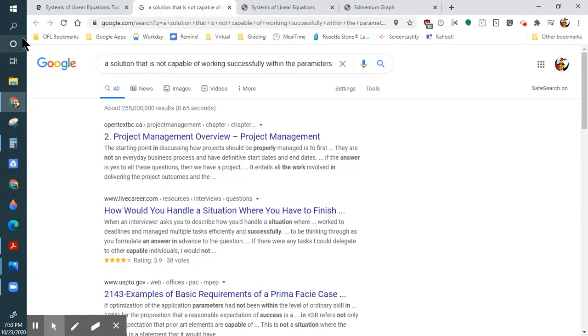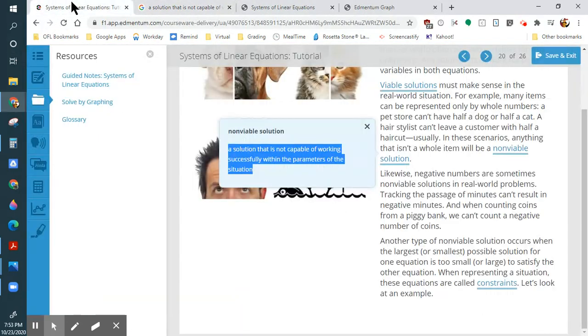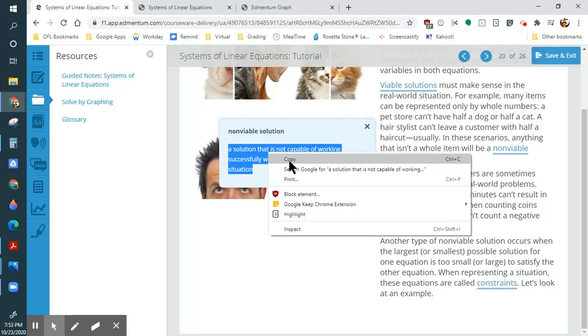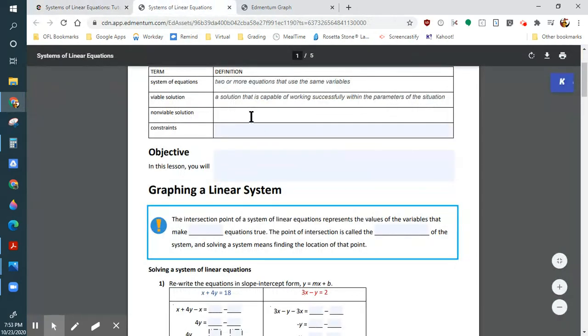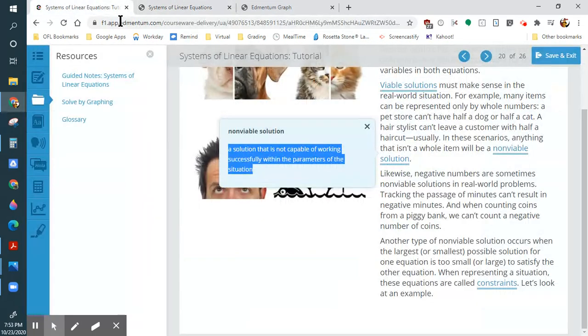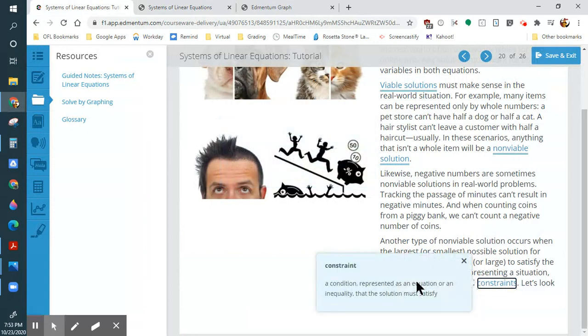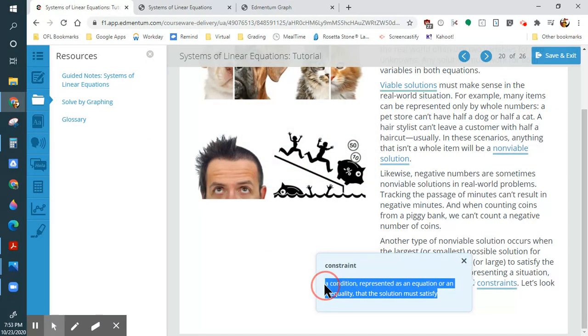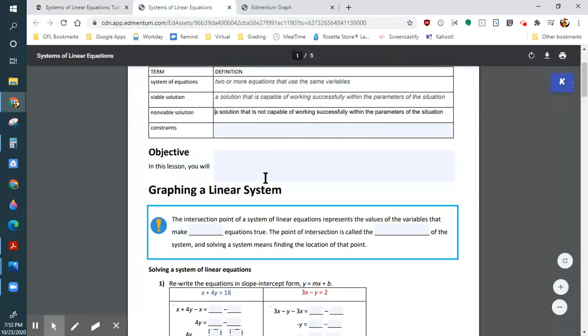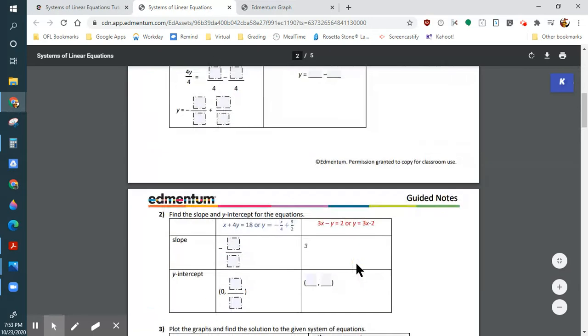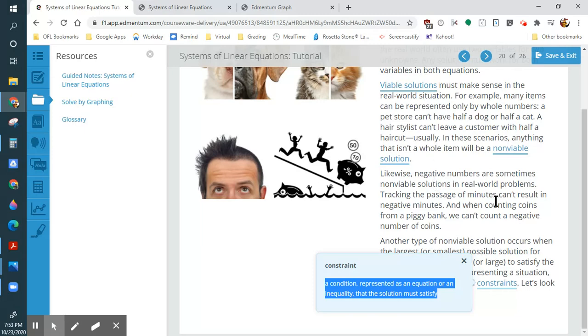I think I just got rid of my Edmentum. Okay, it didn't get rid of my Edmentum. I was so scared there for a second. You can just copy this and paste it onto your notes. For constraints, you can click constraints, copy this, and paste that right onto your notes. You can also copy and paste the objective. These are useful to have when you're taking the test, so I do recommend doing it.